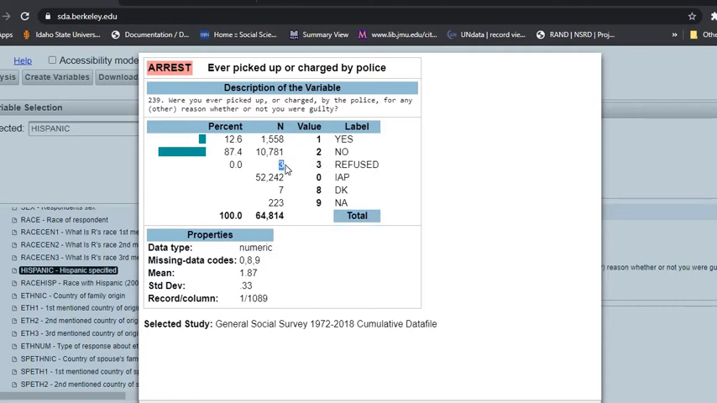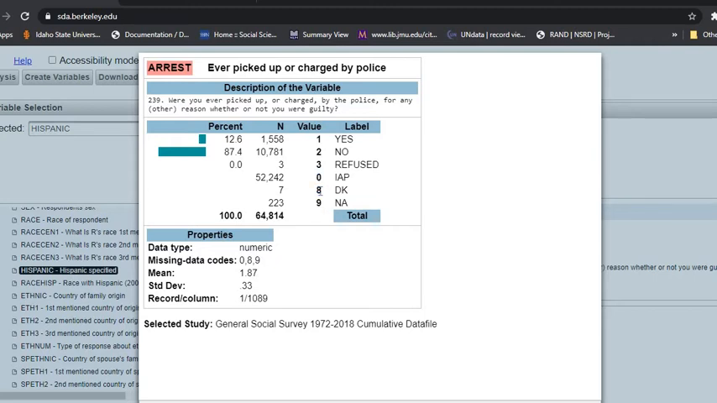And you can see that there were 3 people in this sample who refused to say whether they've been arrested or not. And then there's a whole bunch, over 50,000, who get a 0, which means they were never asked this question. IAP is sort of like inappropriate. In many years they didn't ask if you'd ever been arrested, so most of the people were never asked that, and they get a 0. It's one of these missing values we talked about last time. 0 means you didn't get asked the question.